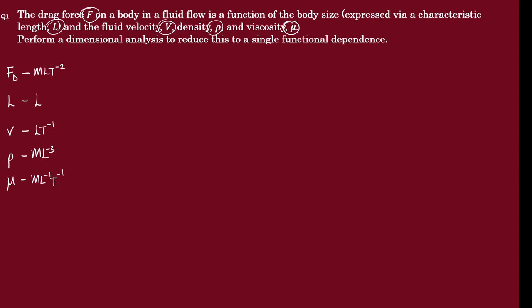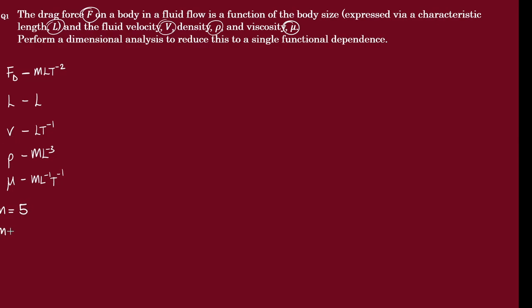Now we need to use the real advantage of Buckingham Pi, which is knowing in advance the number of dimensionless groups. The first thing we need to deduce is n, which is the total number of variables involved. Counting this, you have 1, the drag force, 2, the length, 3, velocity, 4, density, and 5, viscosity. So n is equal to 5.